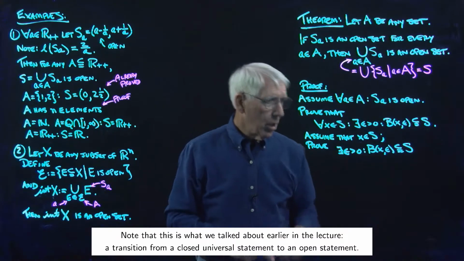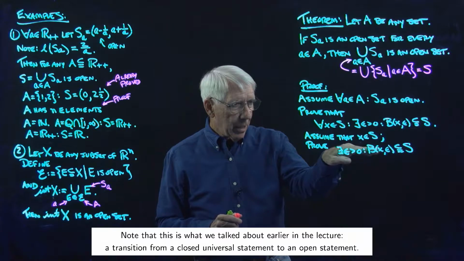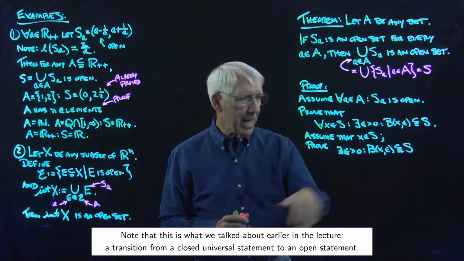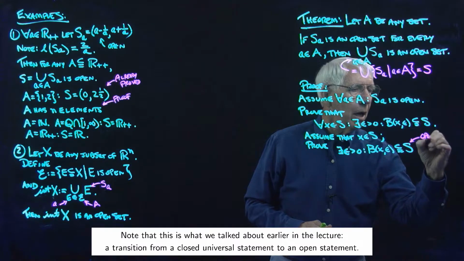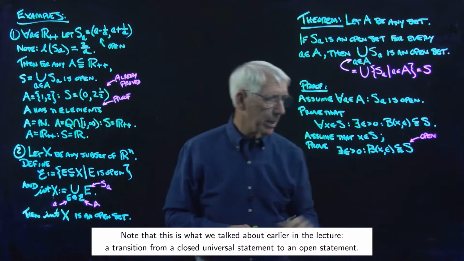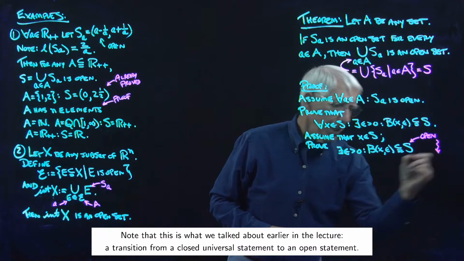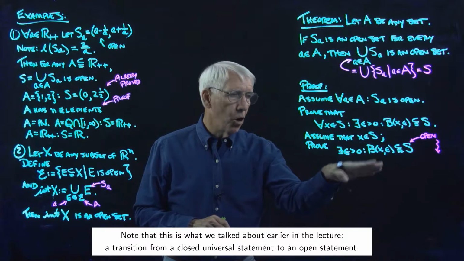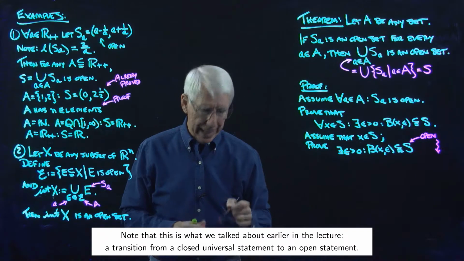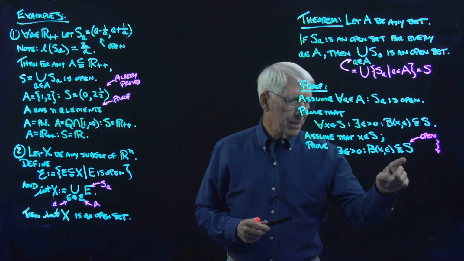So from here on, anything we do is going to be with open statements. So this is an open statement. And as we go down here, the succeeding statements that come from this are presumably also going to be open statements about the typical X. Okay, so we want to prove this.